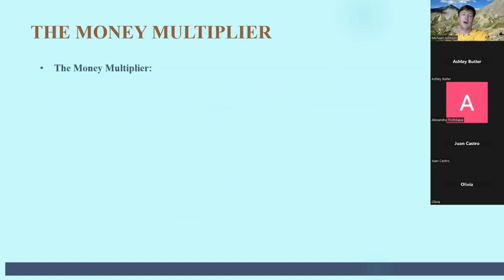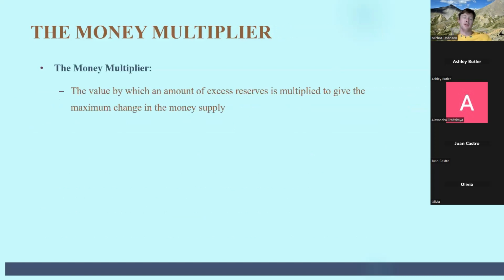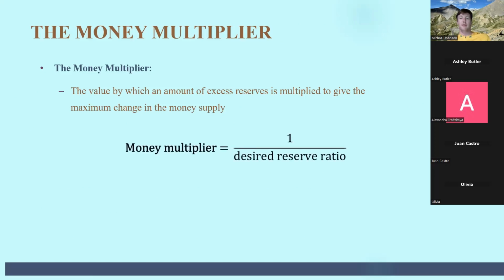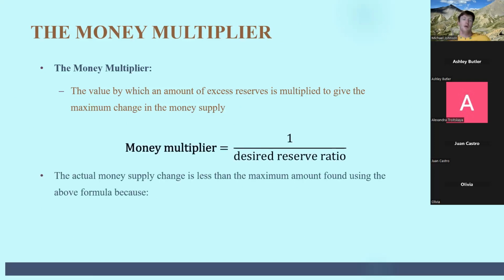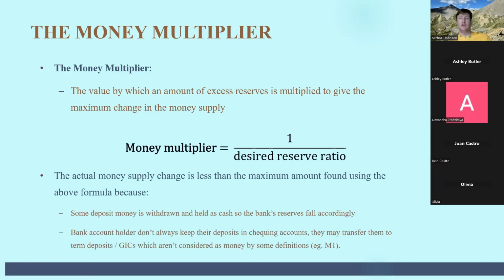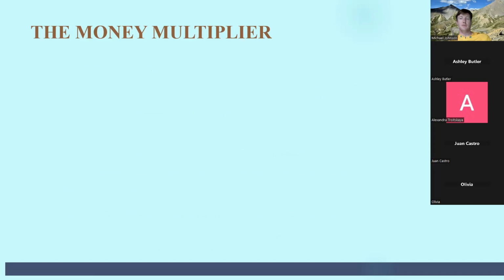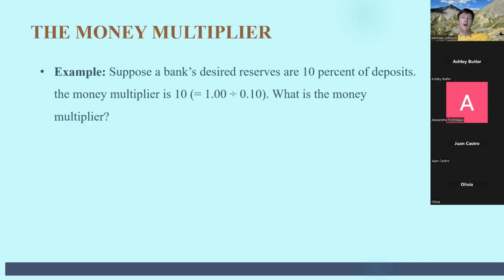So then, the money multiplier. The money multiplier is the value by which an amount of excess reserves is multiplied to give the maximum change in the money supply. Money multiplier equals 1 divided by the desired reserve ratio. So it shows how much the money supply changes due to deposits. For example, suppose a bank's desired reserves are 10% of deposits, the money multiplier is 10.